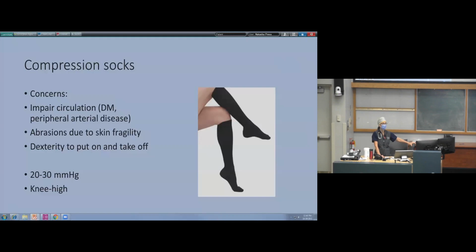But they do a much more thorough evaluation of their peripheral circulation. The other group that compression therapy can sometimes be challenging in are people who have very frail skin, because the stockings can actually cause abrasions. But there are special stockings. There's lots of different kinds, and some of them are very soft. So sometimes you can find the right ones for those patients.